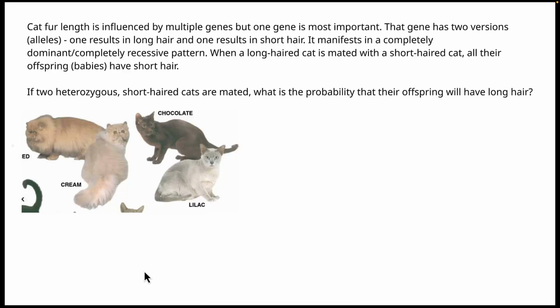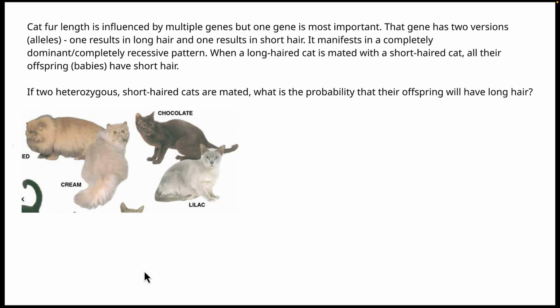This is a simple, completely dominant, completely recessive inheritance problem. Cat fur length, so their hair length, is influenced by multiple genes, but one gene is most important. So we're going to consider that gene. It has two versions, which we call alleles, so two different sequences for that gene that result in different phenotypes, which means physical traits. In this case, one phenotype is having long hair and the other results in short hair. So those are our two alleles coding for different hair lengths.